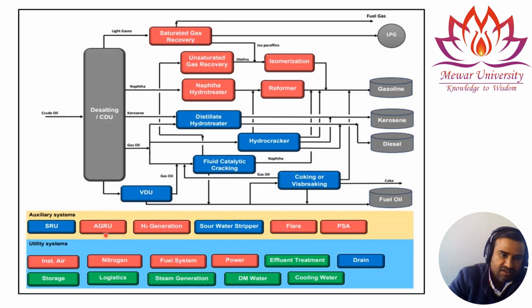So this is the auxiliary system in the refinery, like SRU, AGRU, and gas generation, sour water stripper, etc. And at the bottom we have given you the utility system in the refinery, like for example intake, air, nitrogen, fuel system, power, effluent treatment, drain, storage, logistics, steam generation, and DM water cooling. So these are the other utility systems in the refinery.